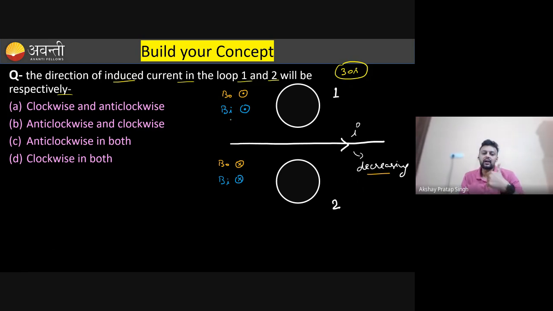Now just put your right hand thumb in the direction of the induced field. If you do that, you will find that the current in this first loop will be in this direction. What is this direction? Anti-clockwise. And in this one, it will be clockwise. So in the first loop, it is anti-clockwise. In the second loop, it is clockwise. So option B is correct. I hope it is clear to everyone. Is there any doubt?